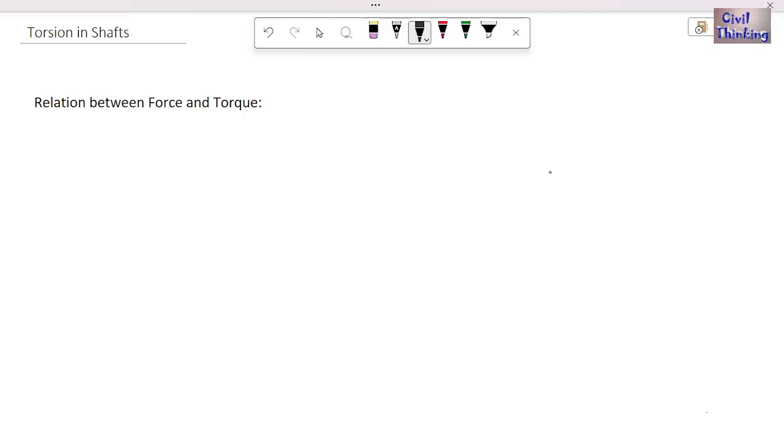Now in this class we are going to define basically what is torque, what is torsion, and what is the relation between force and torque. To begin with, let me show you a transmission shaft of a typical car. When you look inside the car, you can see that it has a shaft, and there are two tires on both sides.